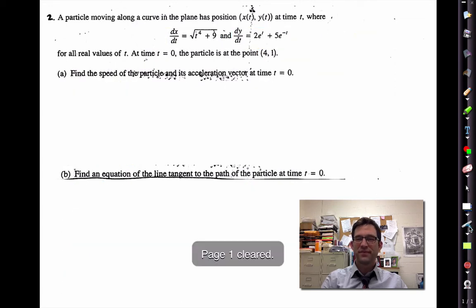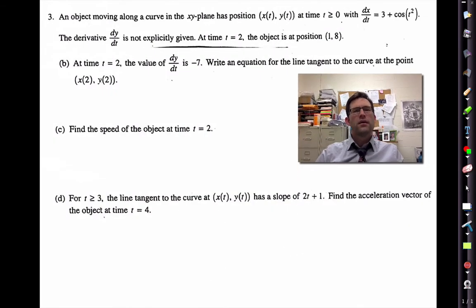Okay, here it goes. Let's keep going. Problem number 3. Everything else about problem number 2 involved integration, so we weren't doing it. Problem 3, an object moves along a curve in the xy plane, and it has the position x, y.